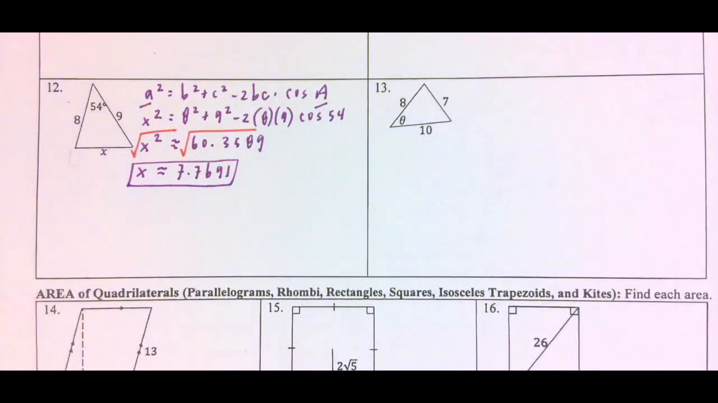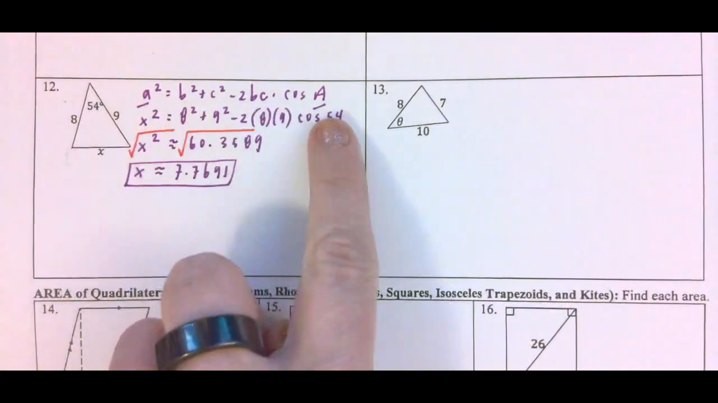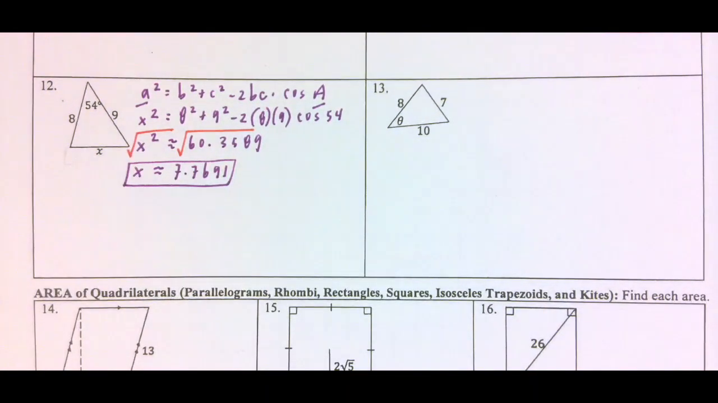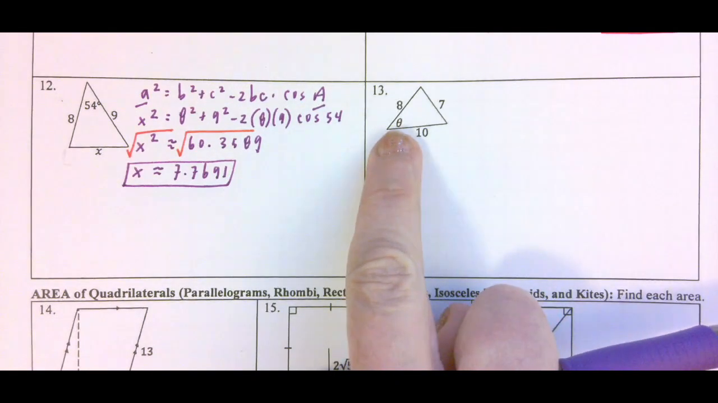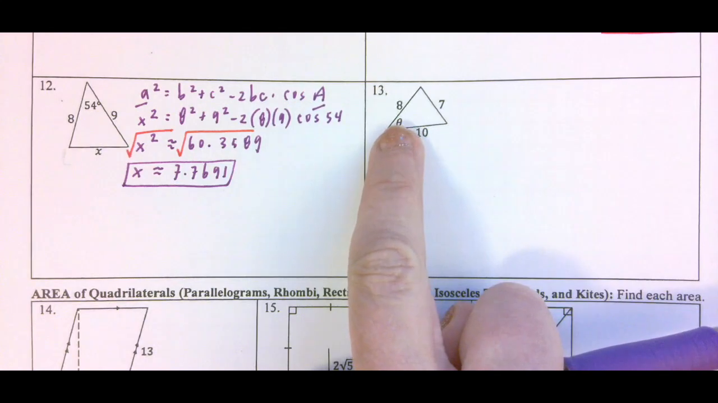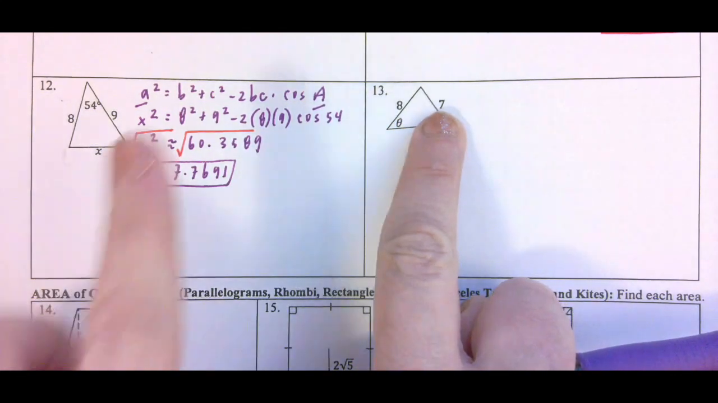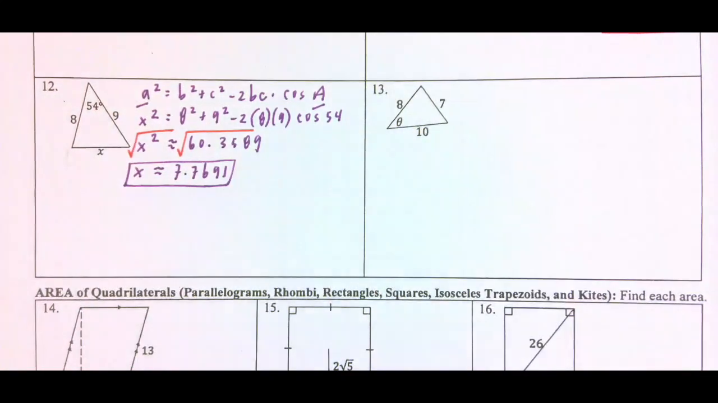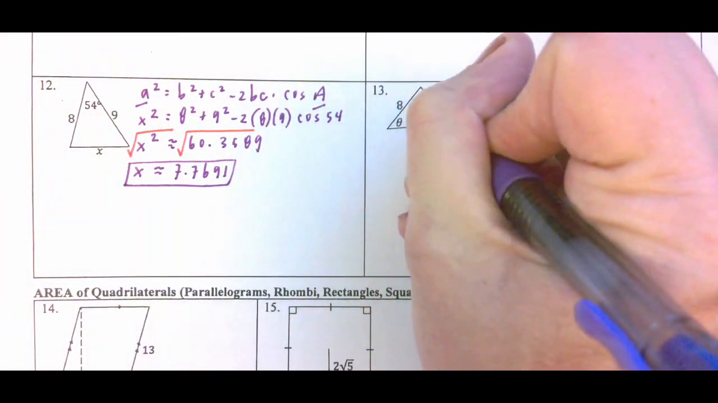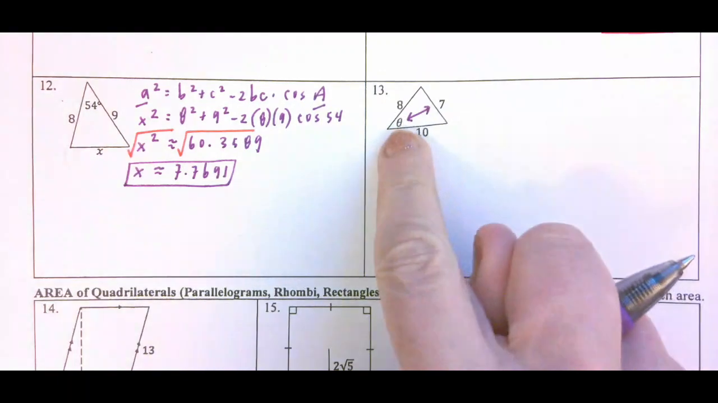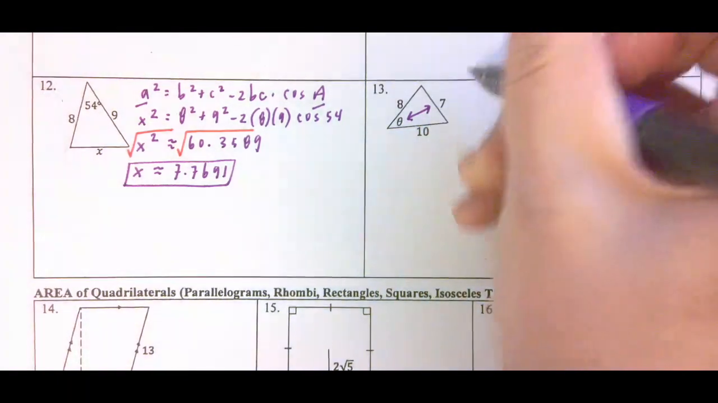Okay, next one, I'm still using the law of cosines, but in this one I'm given all three sides. I want this angle. So I need to think, what is that angle opposite? It's opposite the 7 right here. So in my formula, I start with the 7 squared, right? Again, it's the angle that's opposite here, this side. So I start with the 7.